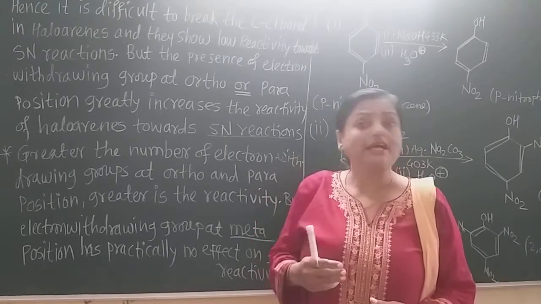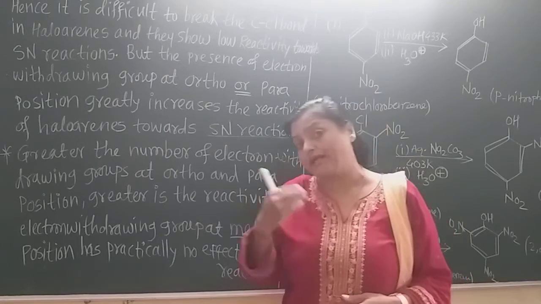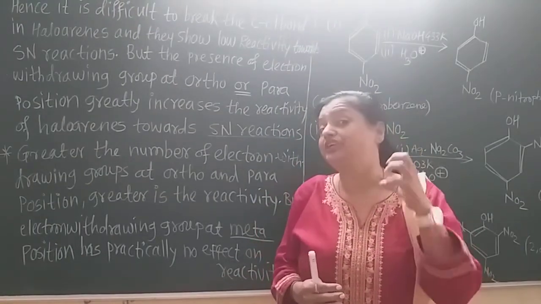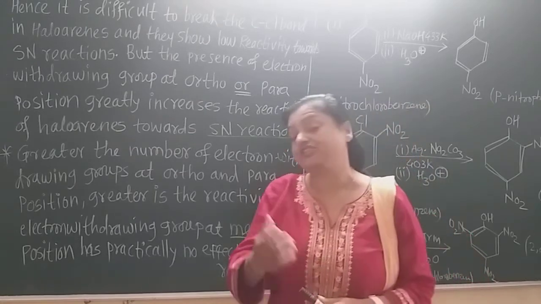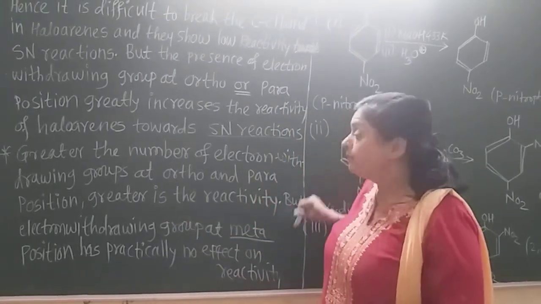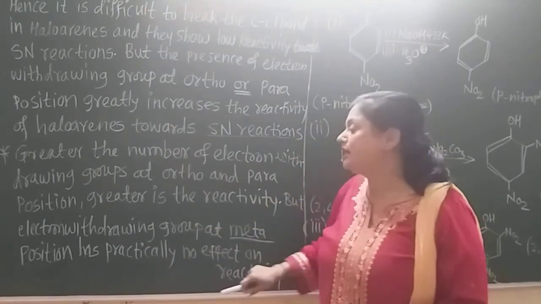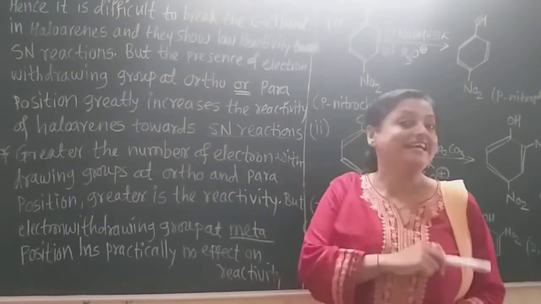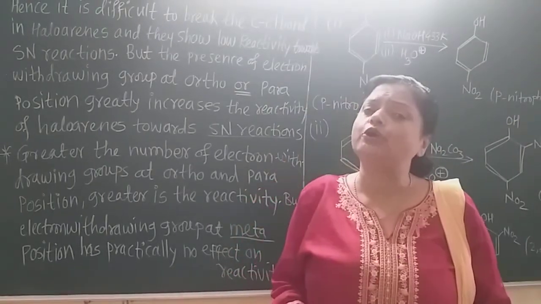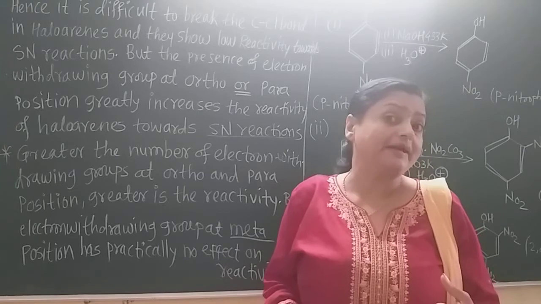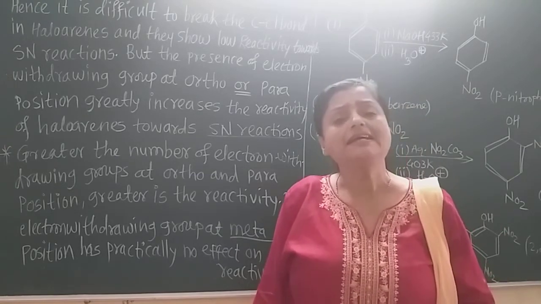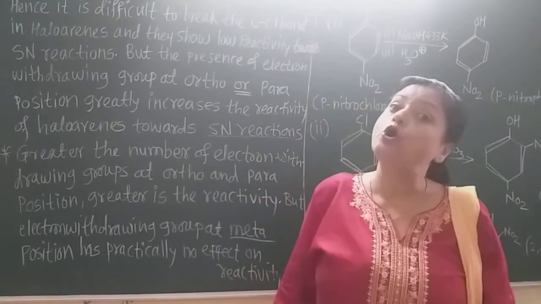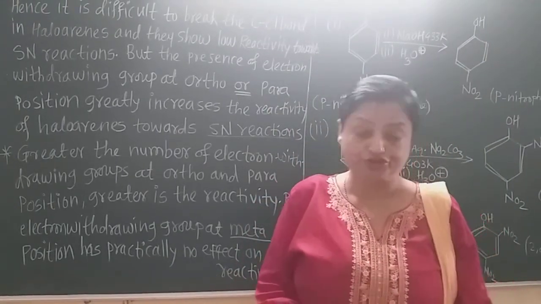So if there are more electron withdrawing groups at the ortho and para positions of the benzene ring, they show more reactivity towards the nucleophilic substitution reaction. This is very important. But an electron withdrawing group at the meta position has practically no effect on the reactivity. Though there is an electron withdrawing group, if it is present at the meta position, then there is not so much effect on the reactivity of these haloarenes towards the nucleophilic substitution reaction.